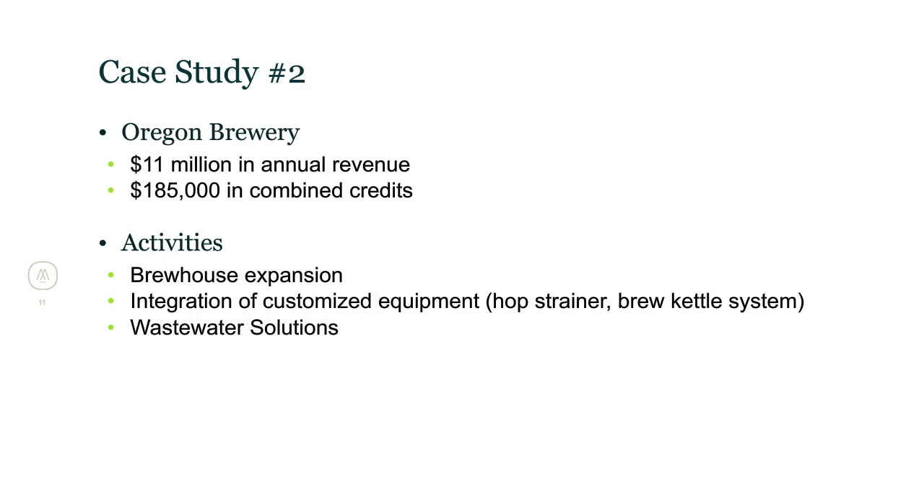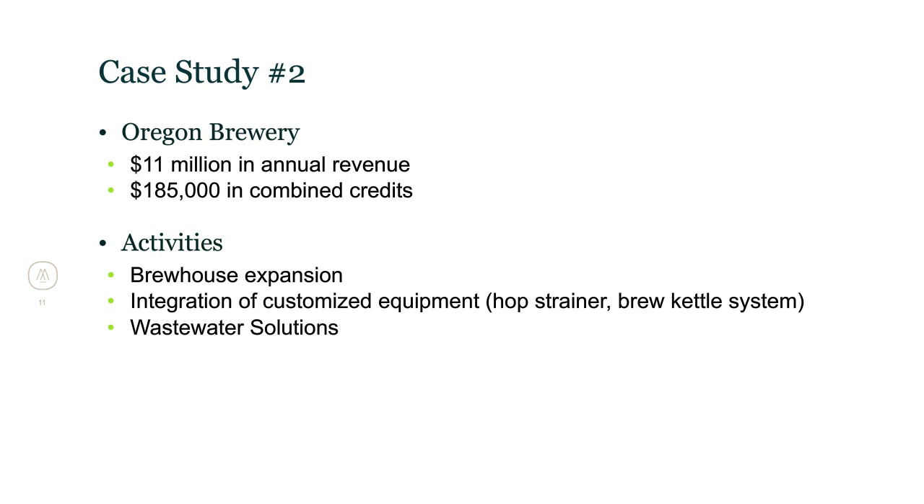All right, the second example that we're going to look at, good-sized Oregon brewery. So they have about $11 million in annual revenue, and again, combined in 1 year between Oregon and federal, we were able to dig up $185,000 in credit. Some of the activities that drove this credit, this particular brewery, the demand was outpacing their ability to supply a product, so they were looking at a brew house expansion. So anything that's new in terms of this large-scale operational change is going to involve a lot of uncertainty.